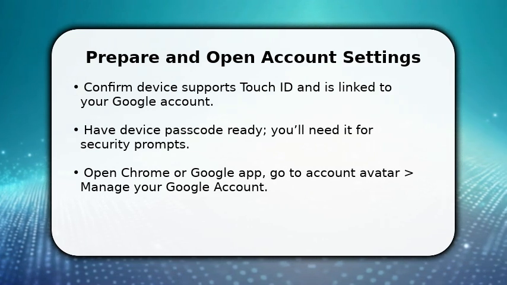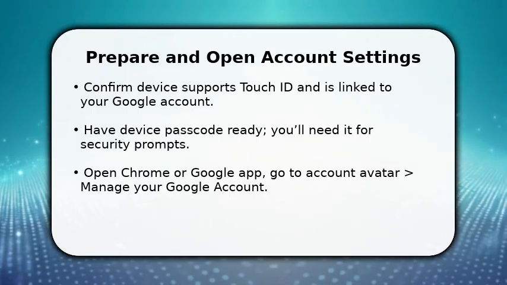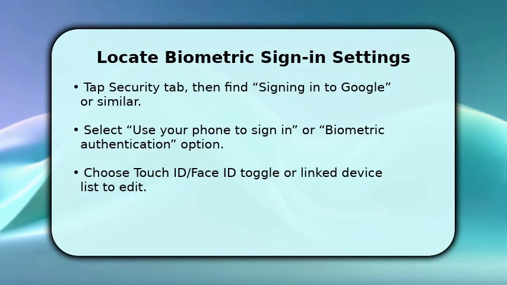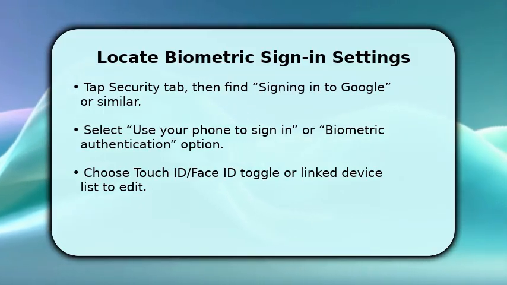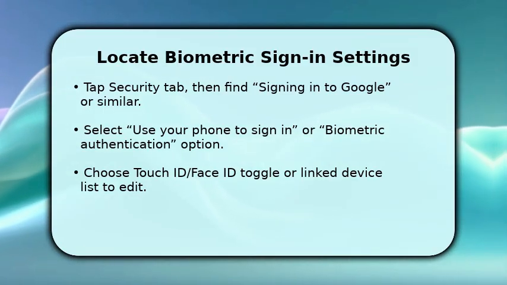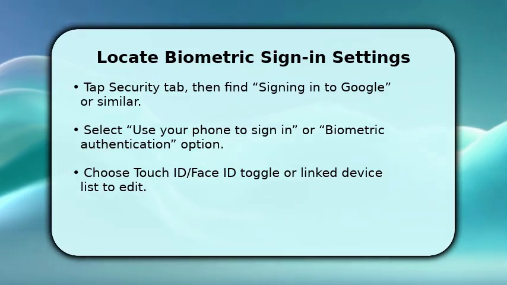Once inside Manage your Google account, move to the Security tab and scan for signing in to Google or biometric preferences. Google consolidates these controls here. Tap the relevant section to view devices and authentication methods. You may see use your phone to sign in or a specific biometric authentication entry.